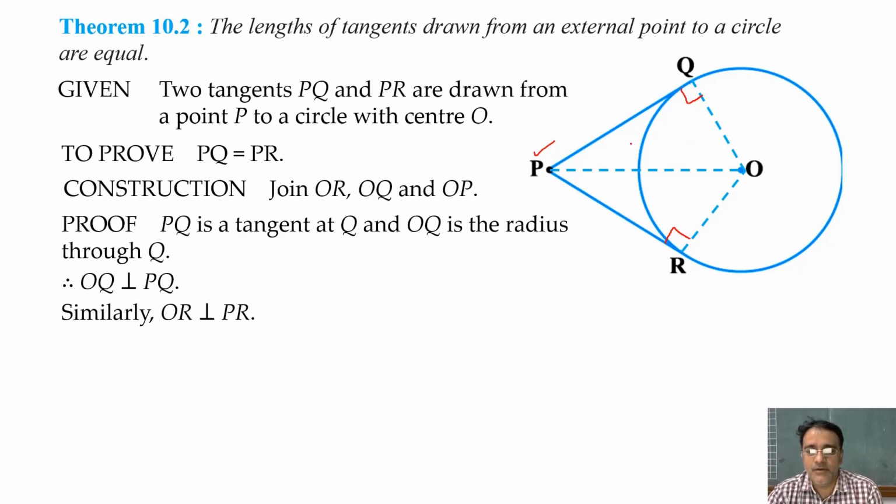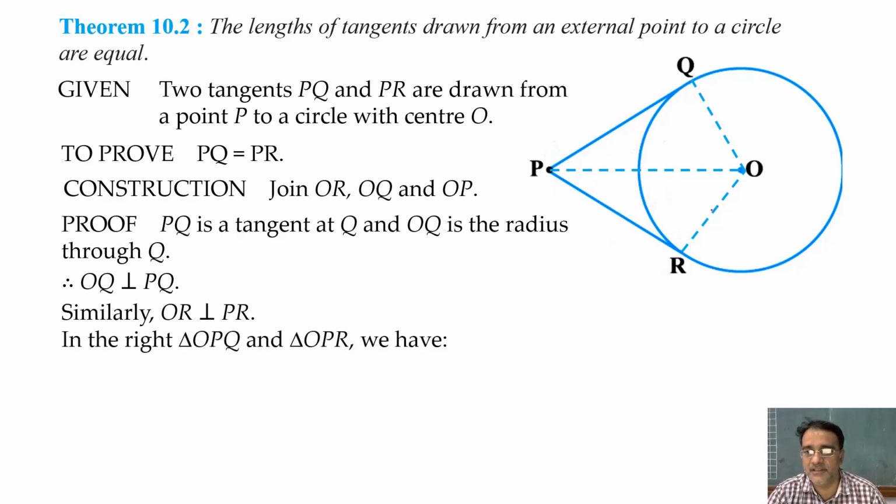Now we will prove these two triangles, that is OPQ and OPR, are congruent triangles. So we'll take up these two. Okay, we'll start with the side OQ equals OR. Why are these two sides equal? Okay, and what about OP? Common side, right. And these two angles are equal because each is 90 degrees.